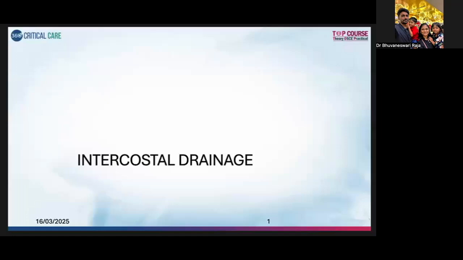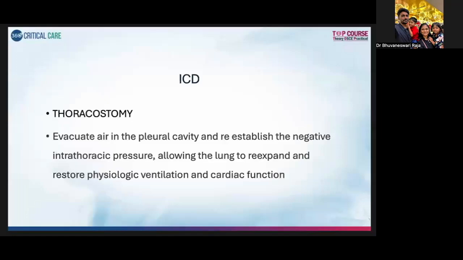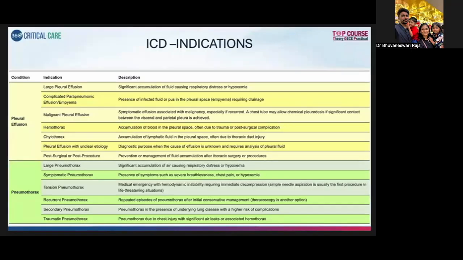So let us discuss intercostal drainage. Intercostal drainage is also called thoracostomy, which evacuates the air or collection in the pleural cavity and re-establishes the negative intrathoracic pressure. So the main intention is to allow the lung to re-expand and restore the physiological ventilation and cardiac function. The main indications are either a pleural collection, like an effusion or a hemothorax, or a pneumothorax.